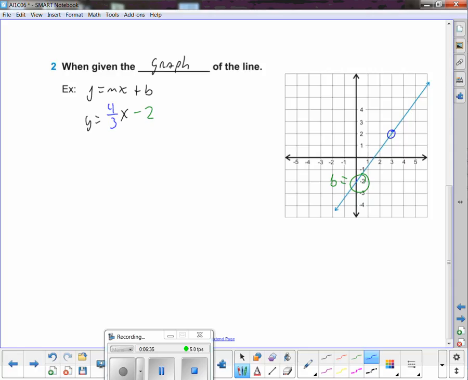She says, I go up 1, 2, 3, 4. I go to the right 1, 2, 3. Up is positive. Right is positive. It's 4/3, and I am positive. Hey, that's not too hard, right?